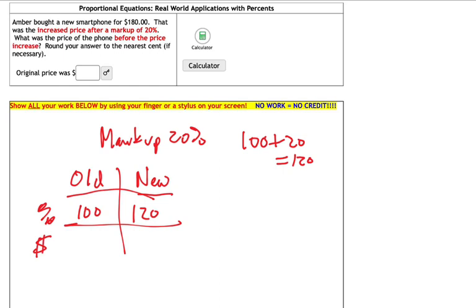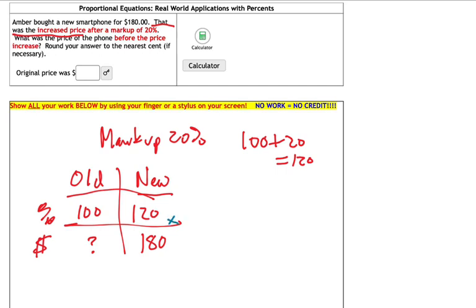And here's where you have to be careful, because it says that Amber bought a new smartphone for $180. That was the increased price. So what that means is that that is the new price, not the old price. And that's the difference here. And so we are trying to figure out what the price was before the increase. So you can either go left to right or top to bottom. In this problem, I'm actually going to go top to bottom.